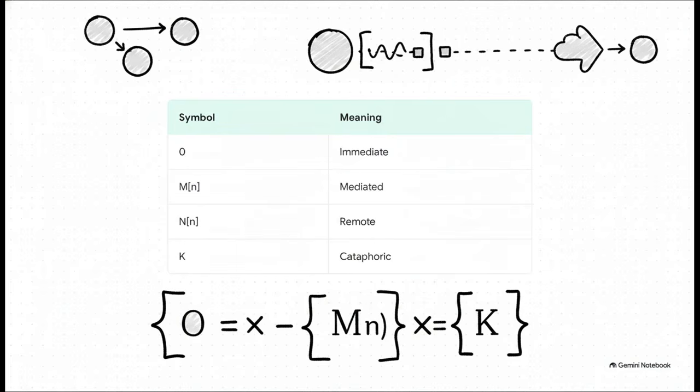But knowing just the type of tie isn't quite enough, is it? We also need to map its exact geometry. By combining our primary category letters with this alphanumeric syntax for distance and direction, we generate a precise mathematical coordinate for any cohesive bond. A 0 means immediate, M stands for mediated, and you bracket the number of mediating sentences. N is for remote non-mediating distances, and K flags those rare cataphoric, forward-pointing ties. It's essentially algebraic notation for grammar, which is just incredibly cool.